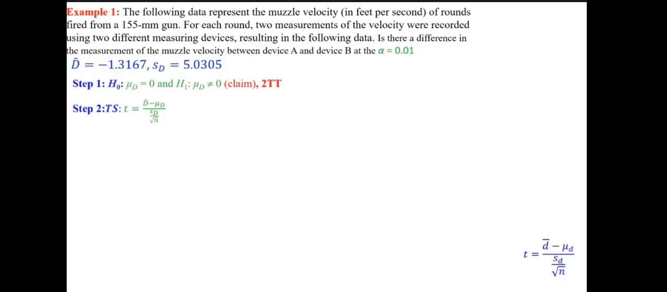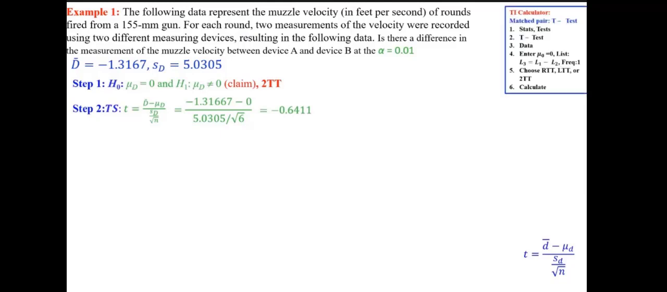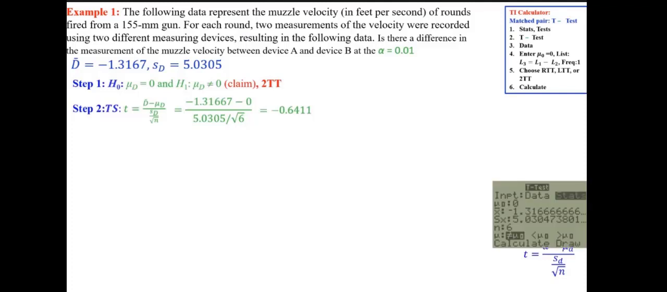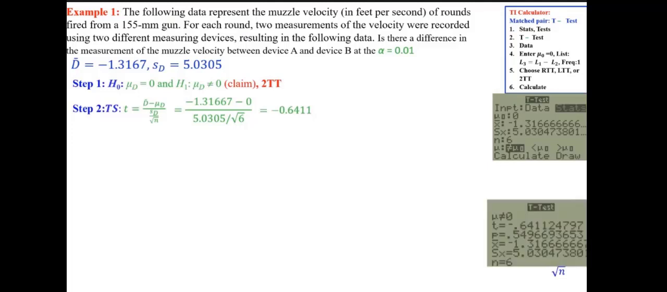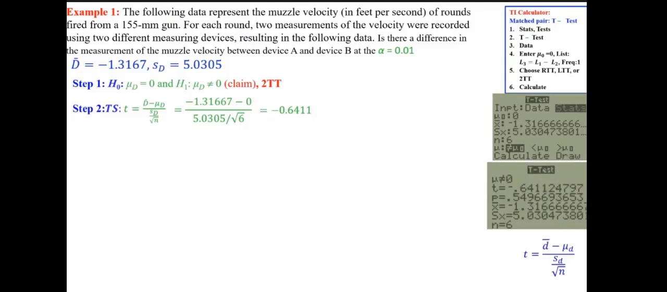Calculation will result in negative 0.6411 for the test statistic. Or we can use a TI calculator command again. It calculates for us, and it gives us the t of negative 0.6411247797. Use a few decimals. It also calculates the value of P, the P value.